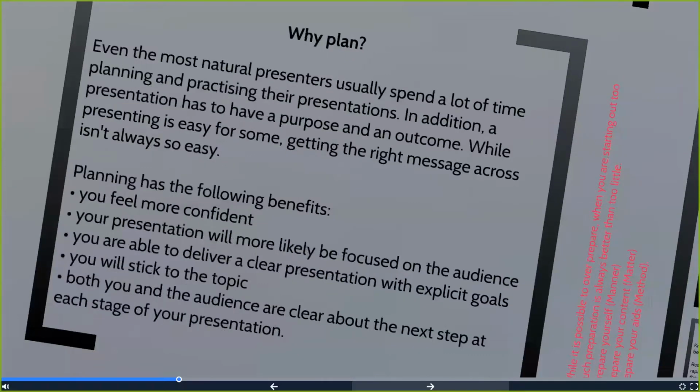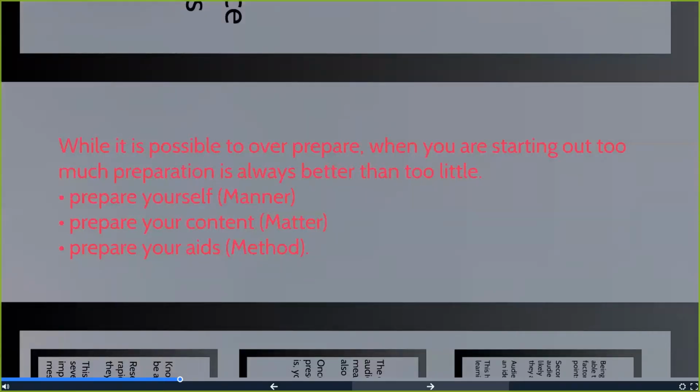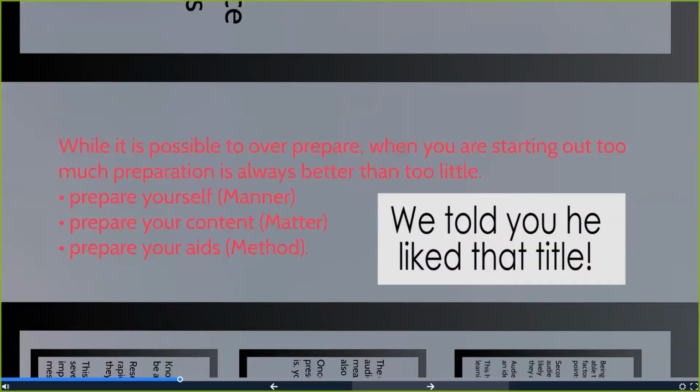So while it is possible to over-prepare when you're starting out, too much preparation is always better than too little. So prepare yourself, manner. Prepare your content, the matter. And prepare your aids, which is the method. Manner, matter, method.